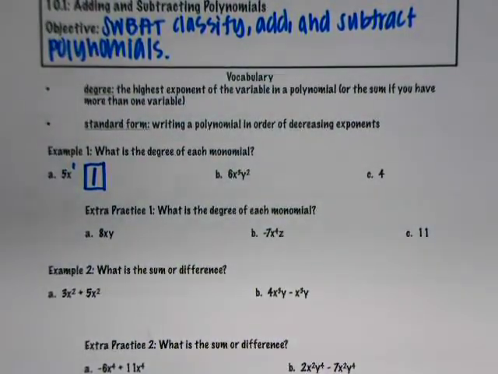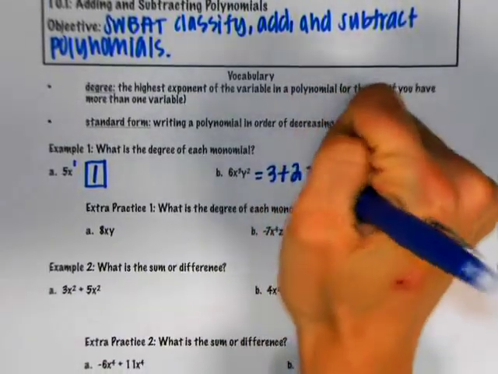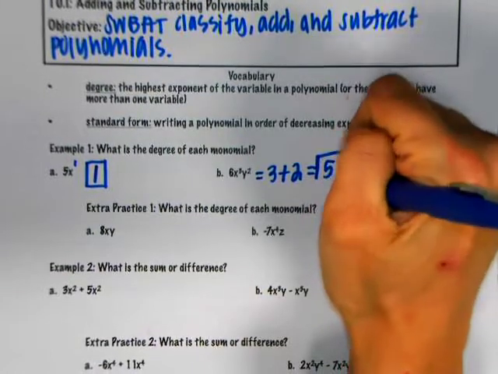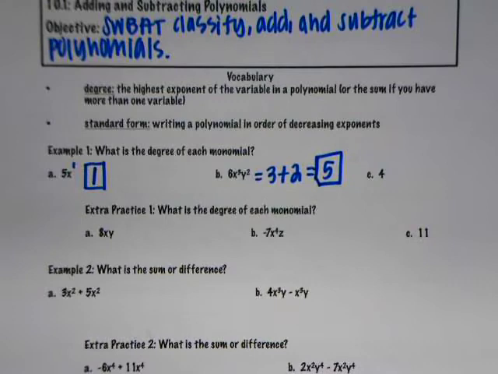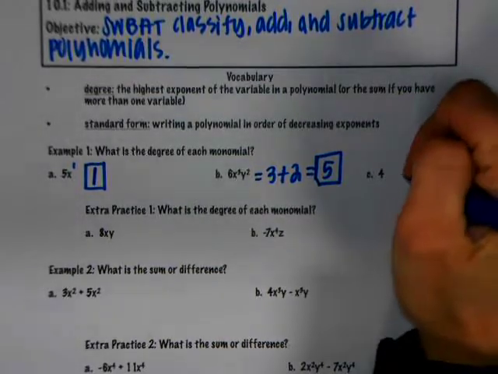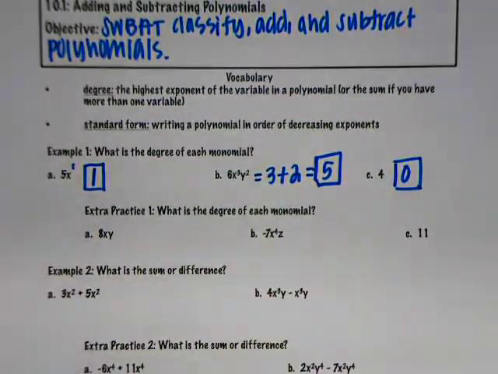For b, we have 2 different letters, though. So what would be the highest for x? 3. And then for y? 2. And then you have to add those together. Yep, so 5. So highest of each letter added together if you have more than one letter. Okay? And what about C? Zero. Because there's no variable. And the degree is like the highest variable exponent. Okay?